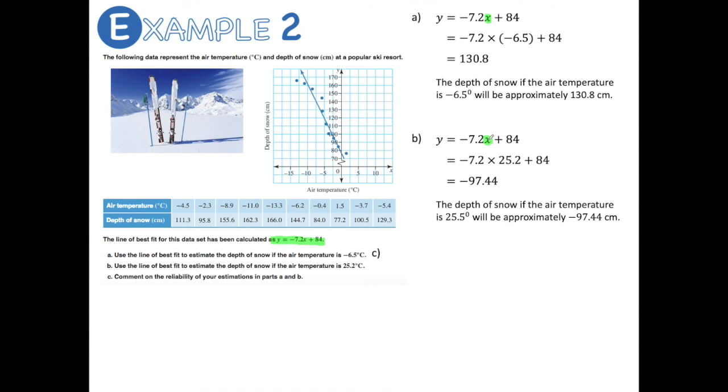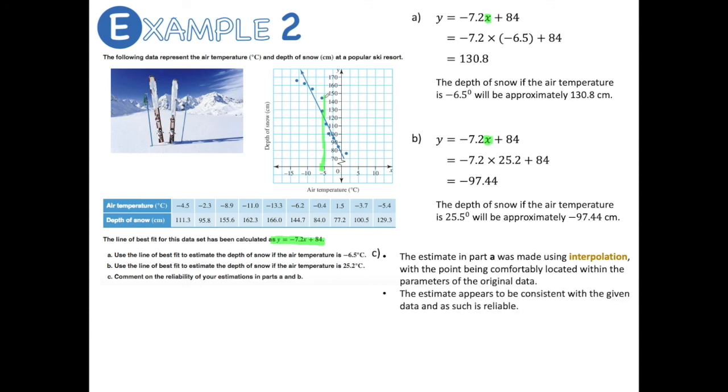Having a look at the first estimate, we were estimating for when the temperature was negative 6.5, so about here on our scatter plot. We can see that we have data in that area on the scatter plot. So it is going to be an interpolation, which means we can be reasonably comfortable with the prediction that is made. Having a look at B though, when the temperature was 25.2, we don't have information for when the temperature is 25.2. So this time we are extrapolating, and our prediction is not going to be reliable.